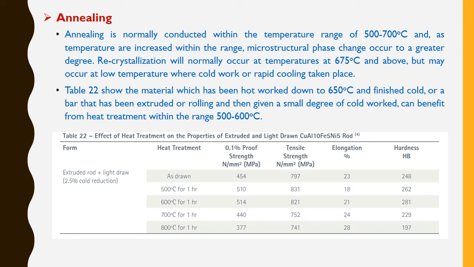Table 22 shows that material which has been hot worked down to 650 degrees Celsius and finished cold, or a bar that has been extruded or rolled and then given a small degree of cold work, can benefit from heat treatment within the range 500 to 600 degrees Celsius.